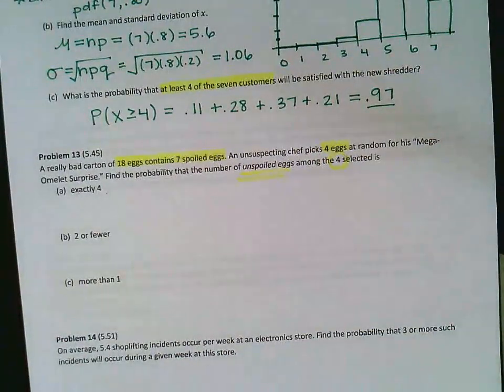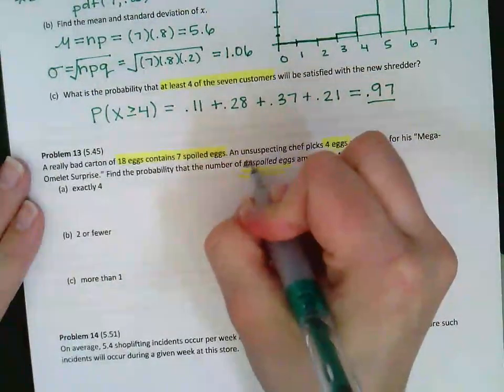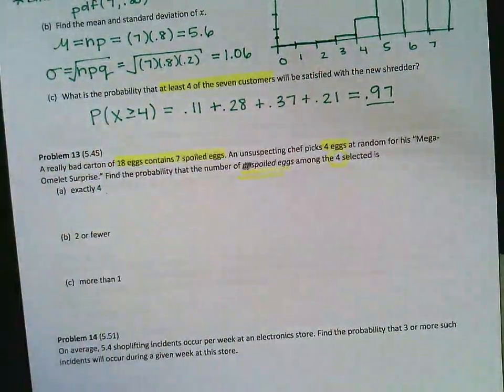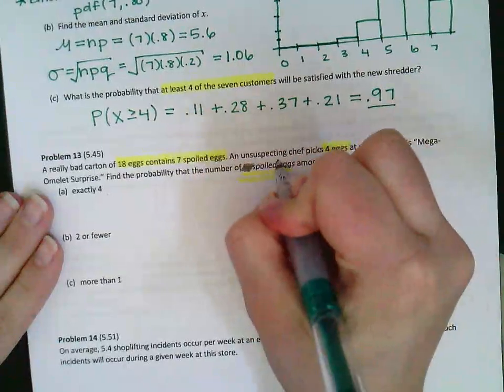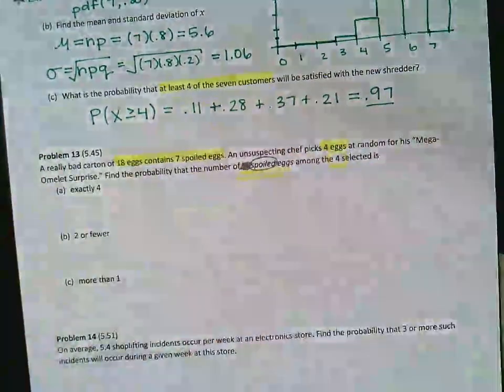And I think actually in my answer key, I did it as spoiled. So I'm going to change this to spoiled. So just change this. I want this to match the answer key that I'm going to post. So change this to spoiled eggs.